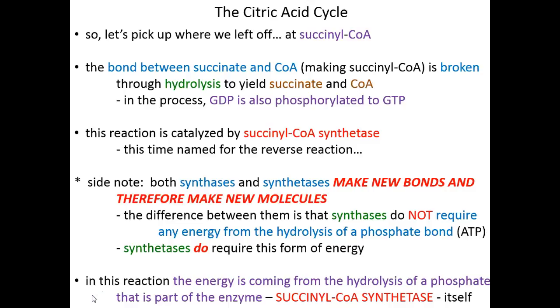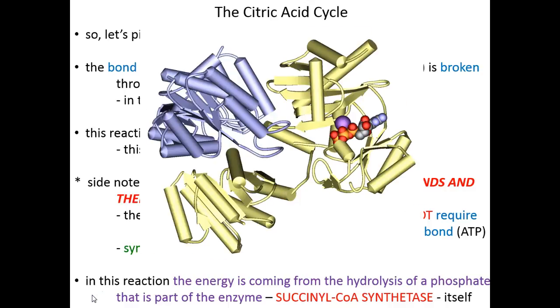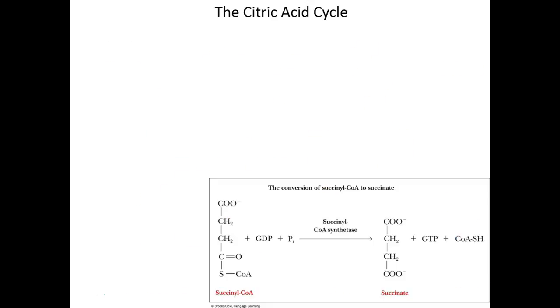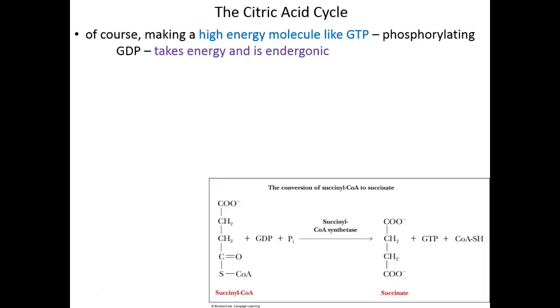We already said that. But I told you that this enzyme makes GTP, not ATP. So let's follow exactly what's going on here. This is a crystal diagram, an X-ray crystal structure of Succinyl-CoA synthetase. And living right here in the active site, we see a GDP molecule. That's going to be the GDP that accepts that phosphate and is converted to GTP. So we're making GTP. That means we need energy.